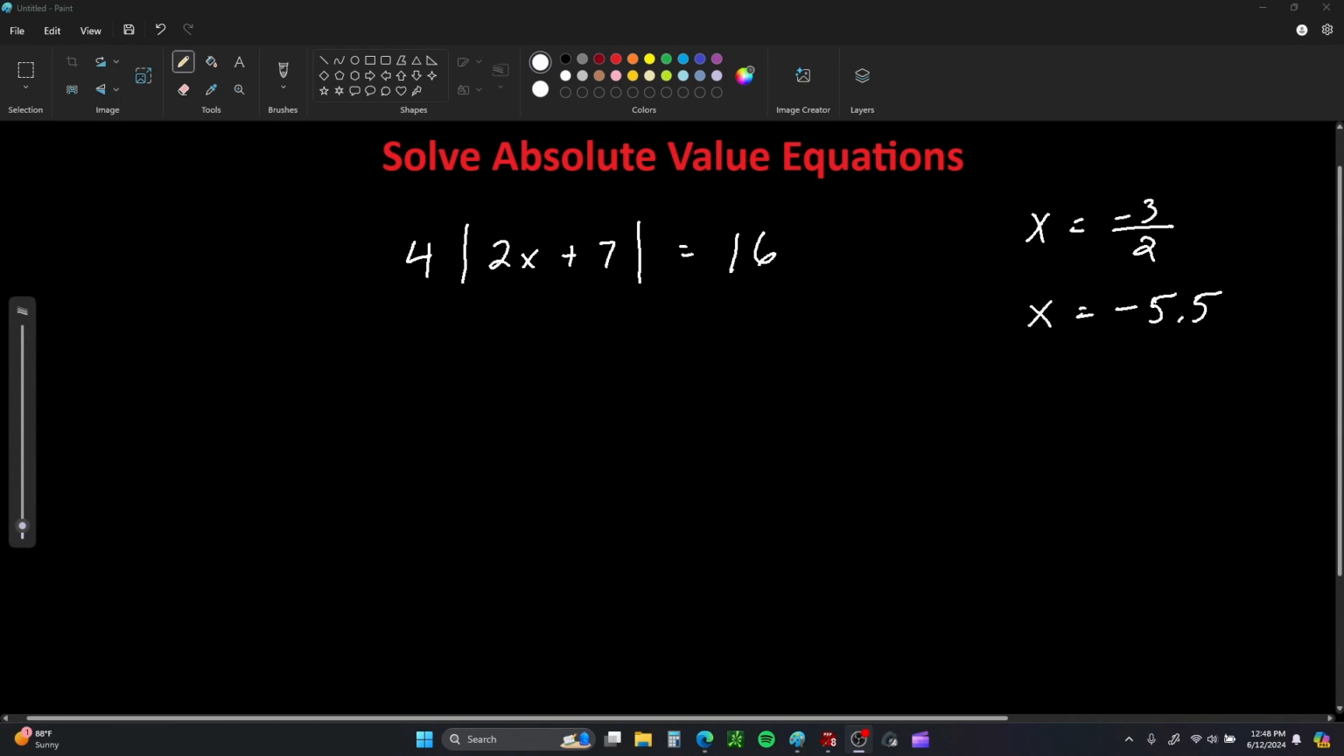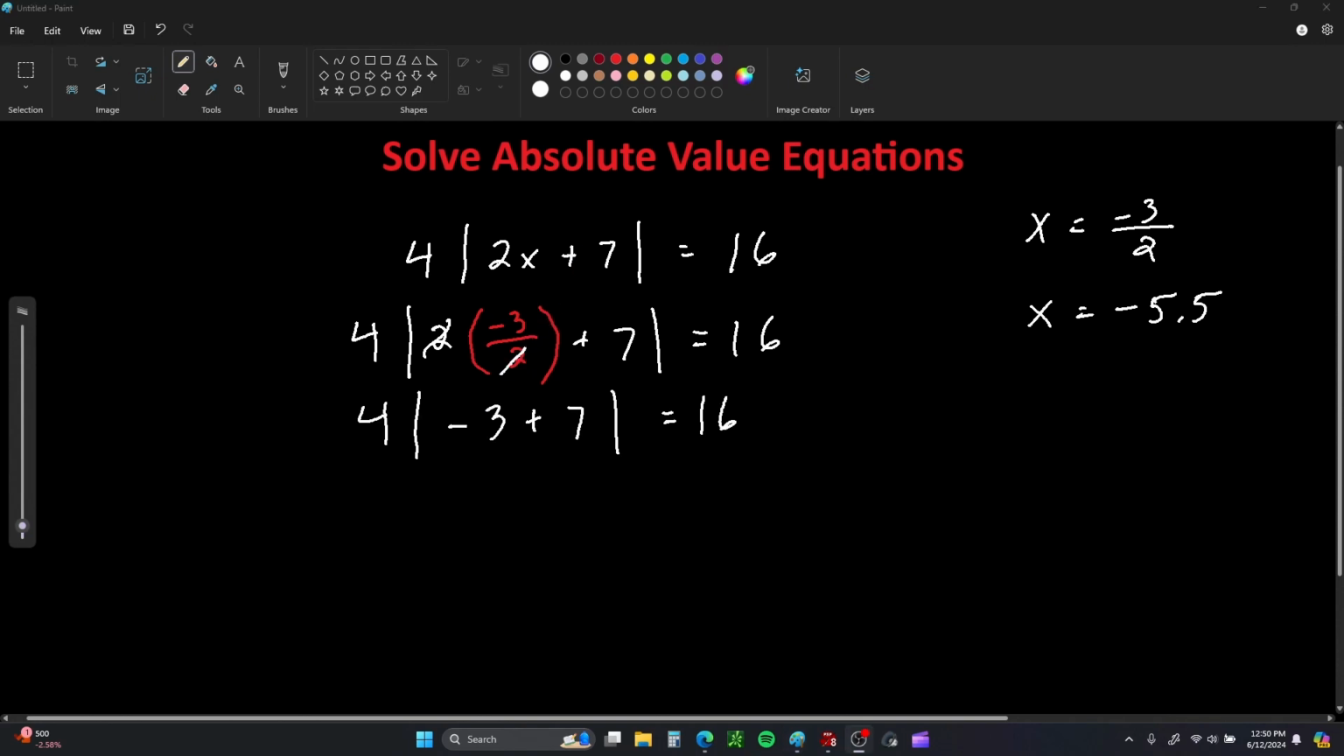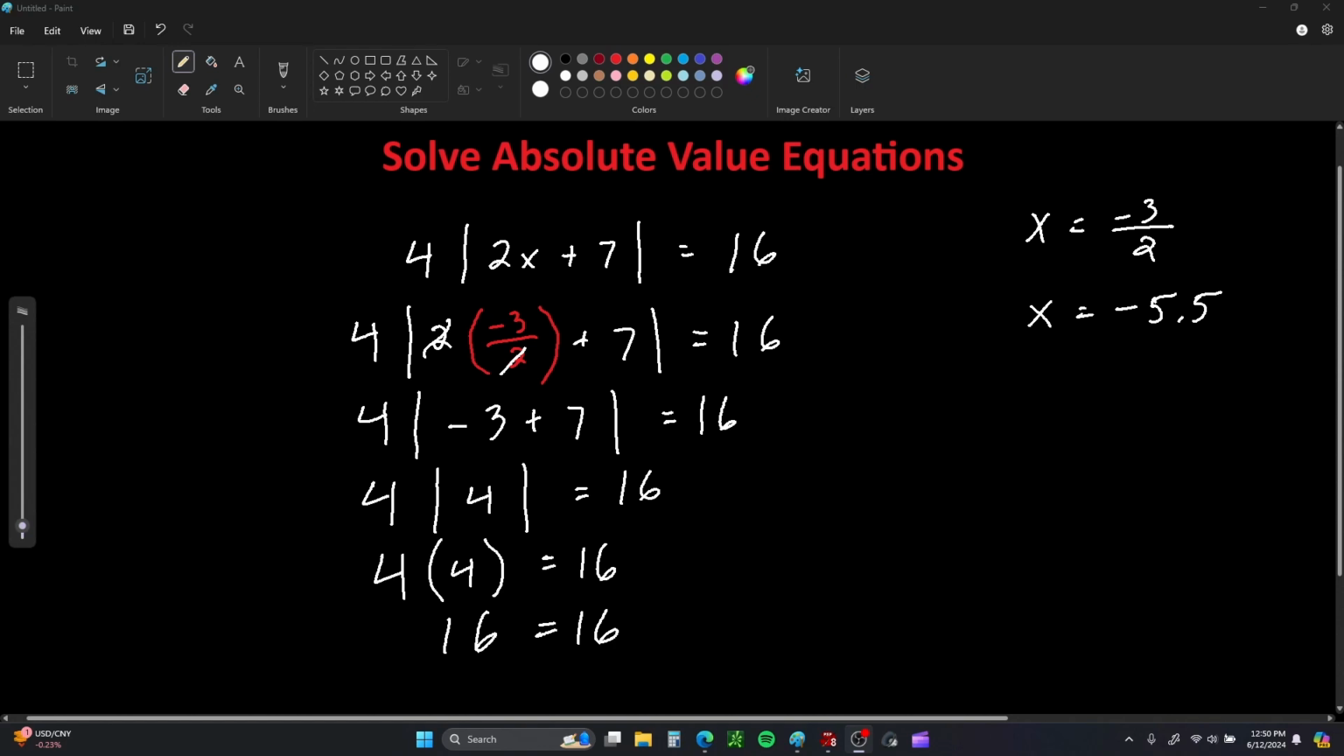Now I'm going to test by substituting my two answers in the original equations. So first, I substitute minus 3/2 for x. Simplifying inside, I can simplify the 2's. So I'm left with minus 3 plus 7 inside, which becomes the absolute value of 4. So then 4 times the absolute value of 4 is just 4 times 4. So that answer checks out.